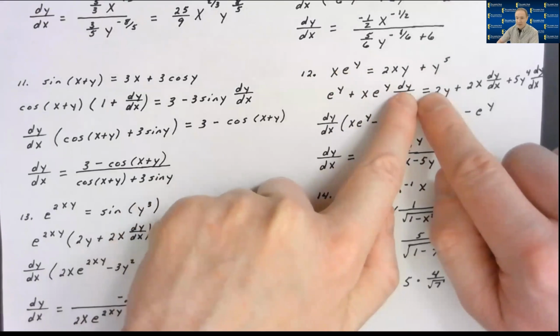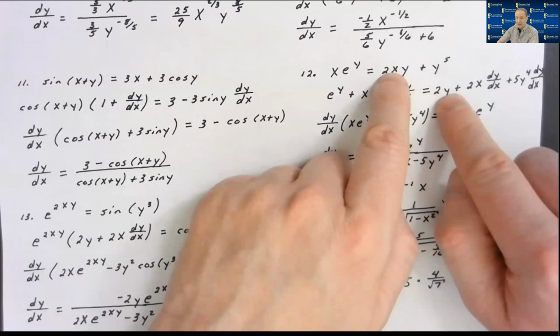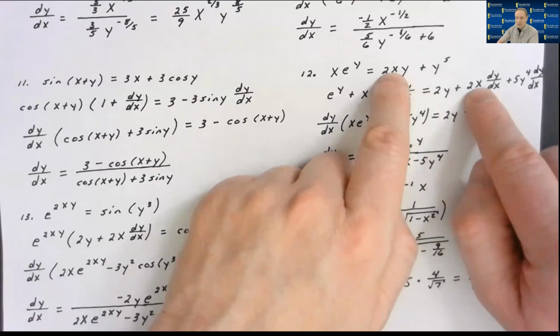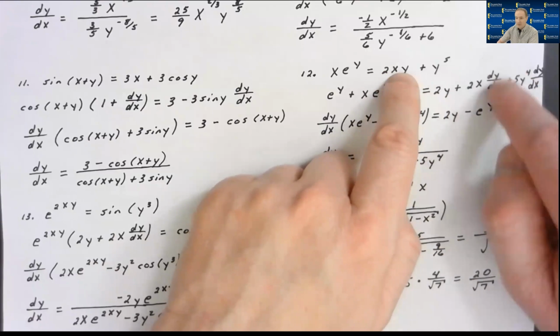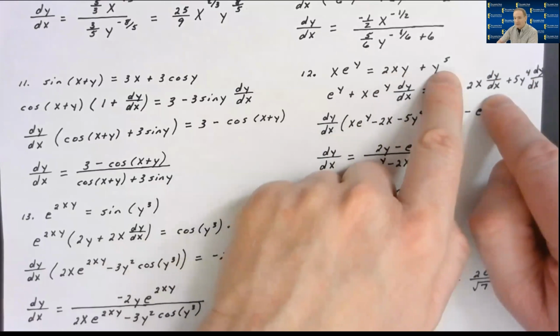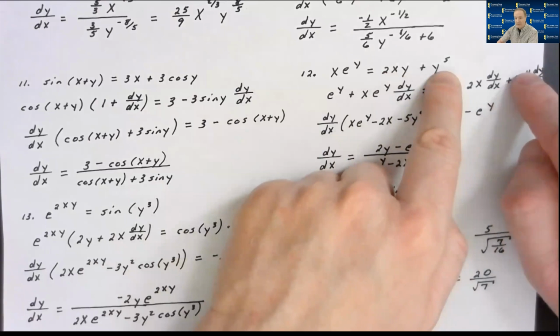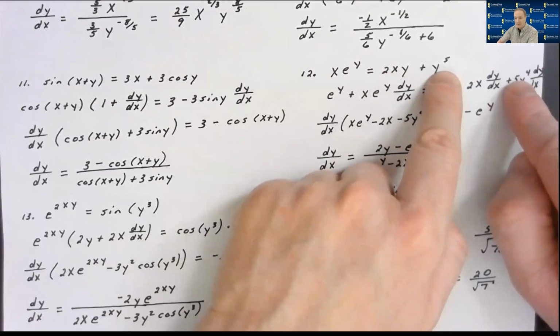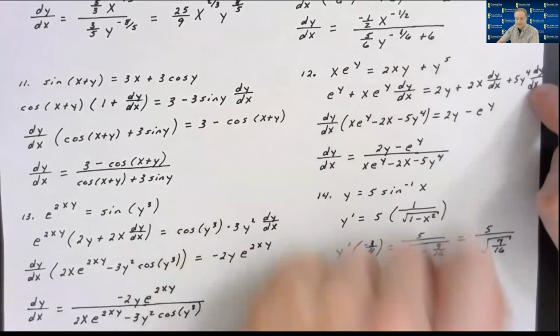I move to the right-hand side. Yet again, product rule. Derivative of the first is 2 times the second, plus the first, 2x, times the derivative of the second, dy/dx, plus the derivative of y to the fifth. And so, that 5 is going to come down, and I'll get y to the fourth times the derivative of what's inside, dy/dx. And I had to kind of scrunch that in there.